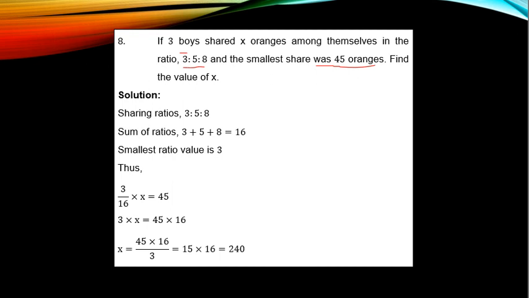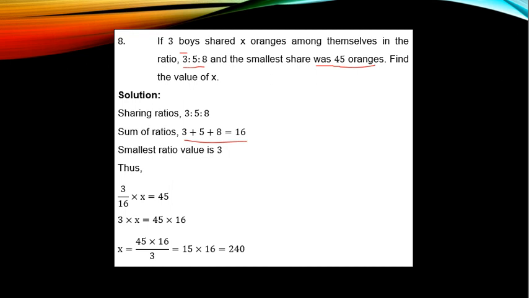So sharing ratios 3:5:8, you get the sum of ratios, that is 3 plus 5 plus 8, that is 16. Smallest ratio value is 3. Thus, to find the value, so S is the smallest share. I know the rule. It is from our formula earlier, the amount you are sharing is equal to ratio of that person over sum of ratio times total amount.